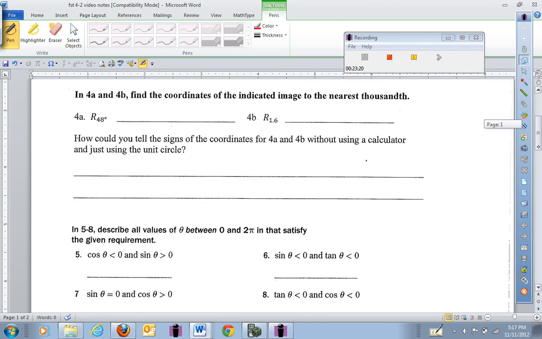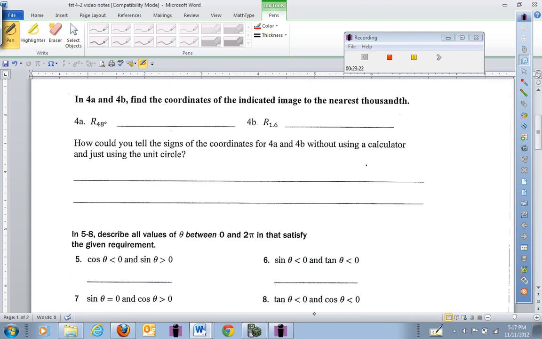Okay, in 4A and 4B, for the coordinates of the indicated image, we're going to find those coordinates and round them to the nearest thousandth. Okay, and so they want us to do a rotation of 48 degrees. A rotation of 48 degrees. So let me get a circle on here. And I'm going to rotate 48 degrees.